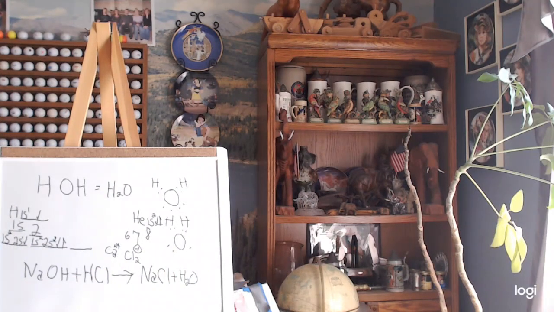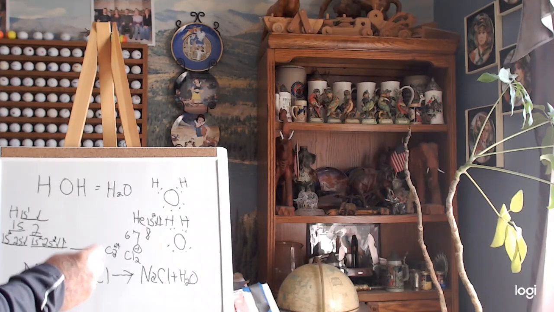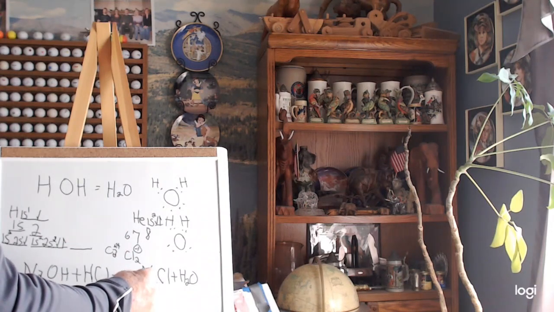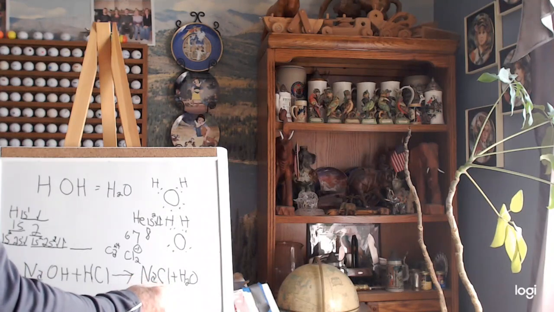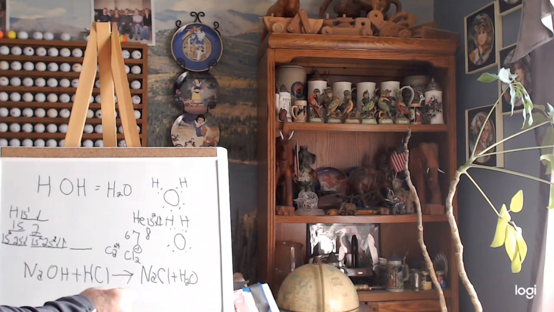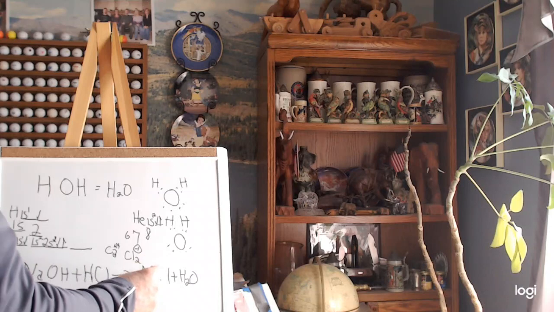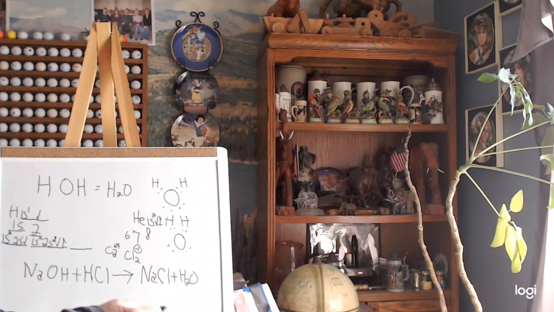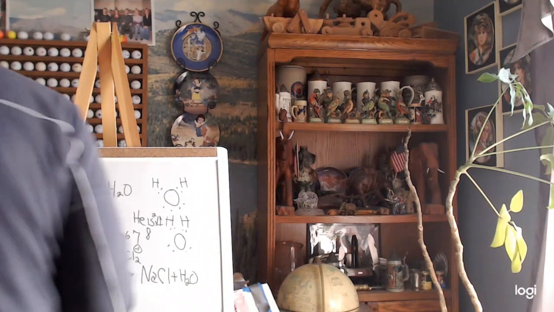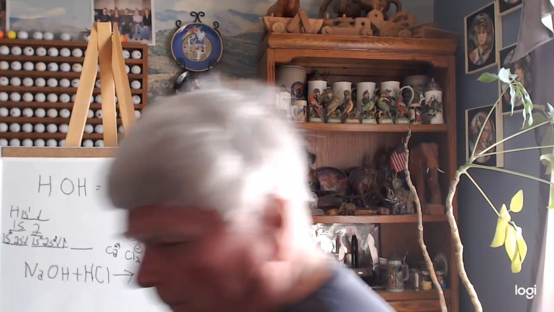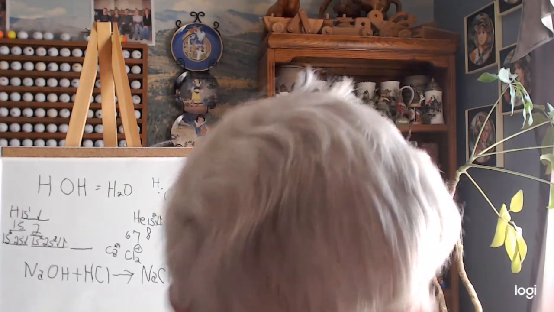Hot salt water. Why is it hot? Because the reaction of the acid and the base produces heat. A salt, in this case table salt, sodium chloride, and water. Or some people like to say produces a salt and hot water. Either one is acceptable. Again, a simple balanced equation.